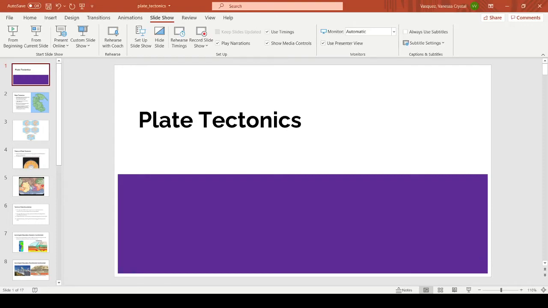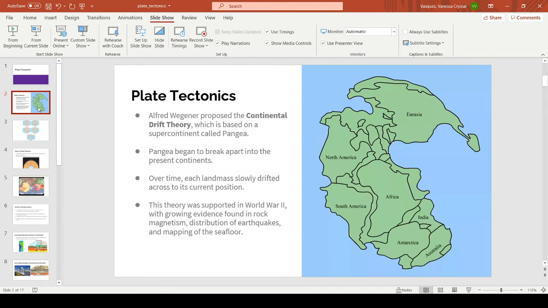Hello class, so this week's lecture is based on plate tectonics, and I first wanted to start off with the continental drift theory. The continental drift theory was proposed by Alfred Wegener in 1912, and he proposed that 200 million years ago, a supercontinent called Pangaea began to break apart into the present continents that we see today. Over time, each landmass slowly drifted across to its current position.